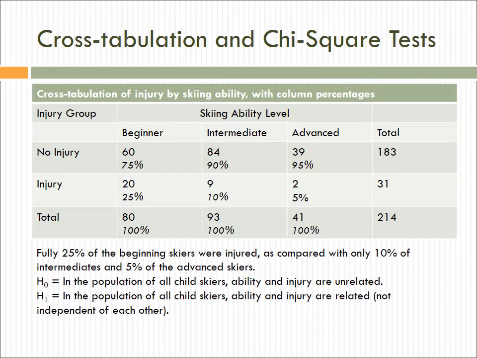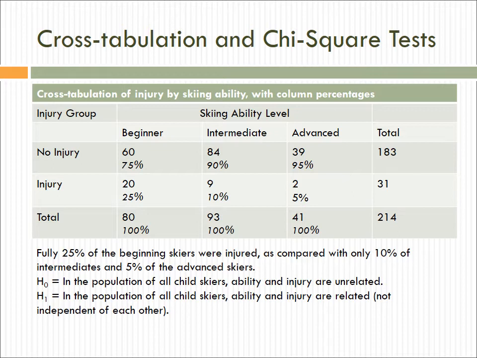We would think from this table, seeing that 25% of beginner skiers are injured as compared to 10% of intermediates and 5% of advanced skiers, that there has to be a relationship. But this table doesn't demonstrate whether there's a statistically significant relationship or not. So what we're going to do is test it.